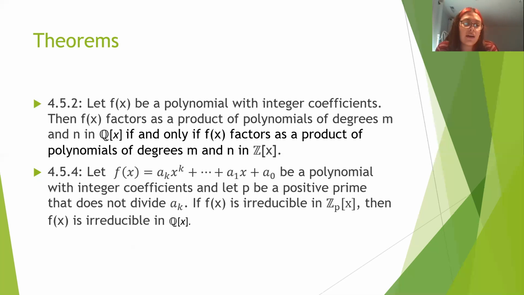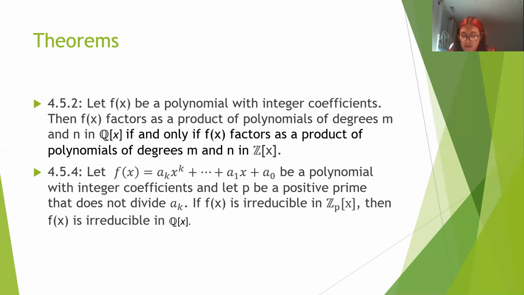Now, theorem 4.5.4 also states, let f of x equal a sub k x to the k added up until a sub 1 x plus a sub 0 be a polynomial with integer coefficients, and let p be a positive prime that does not divide a sub k. If f of x is irreducible in Z sub p of x, then f of x is irreducible in Q of x. Now, we know this is true because all the elements in Z or Z sub p of x are included in Q of x because Z is a subset of Q.